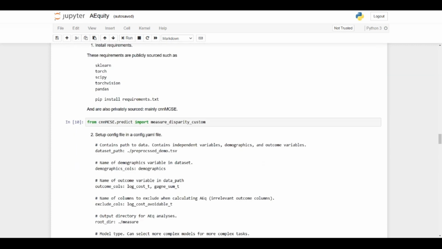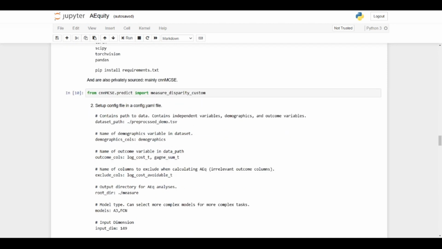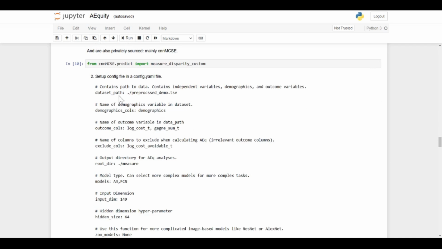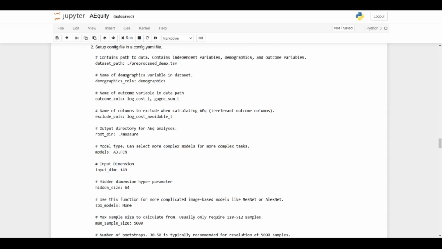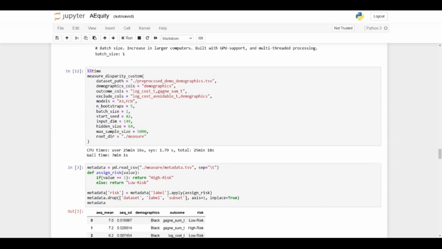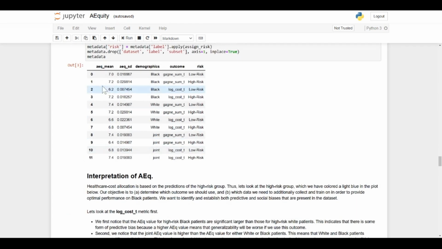So in order to measure biases, you need to install these requirements, such as sklearn, Torch, SciPy, TorchVision, Pandas, as well as the CNN MCSE library. We can import the measure disparity function from the CNN MCSE library, and the three key inputs that we need are the dataset path here, the demographics column, and the outcome columns. When we actually measure the disparity, it takes 7 minutes, and if we add a GPU, it will take even shorter. The output is a table with the mean and standard deviation for each group, outcome, and risk.